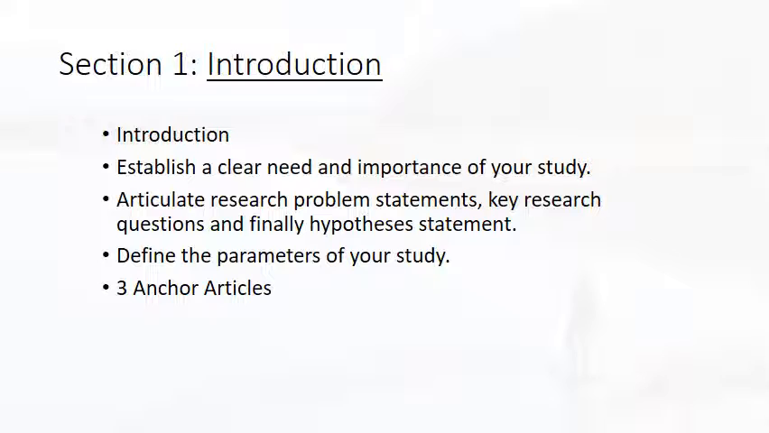After you've accomplished that with section number 1, then we're going to hit the reader with 3 good, solid anchor articles in order to really establish that particular need. Those 3 articles are going to very much play a role in your review of literature. So it's almost like the end of section number 1 is already beginning to tie in section number 2 to create that cohesive piece that we're looking for.